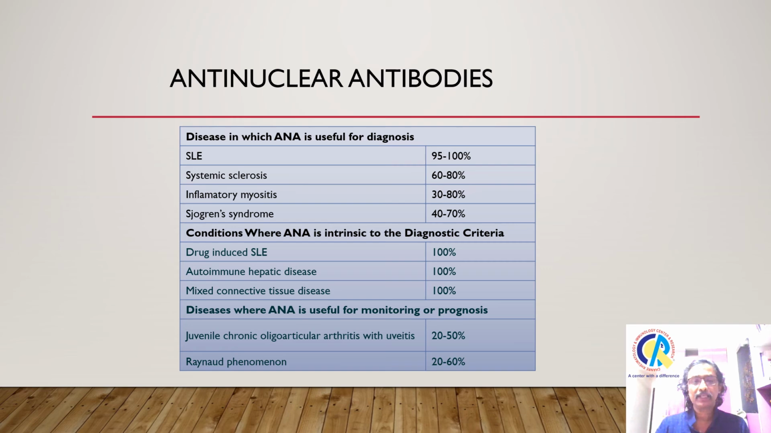The disease where ANA is useful for monitoring and prognosticating is juvenile chronic arthritis. If ANA is positive, their chance of developing uveitis is high. Similarly, when an individual, especially a young female, comes with Raynaud's phenomenon, if ANA is positive, the chance of her or him developing connective tissue disease is higher. So it helps as a prognostic marker rather than as a diagnostic test.